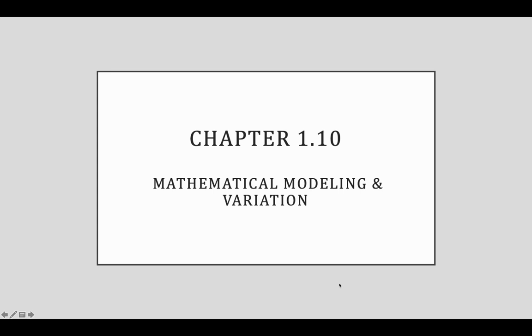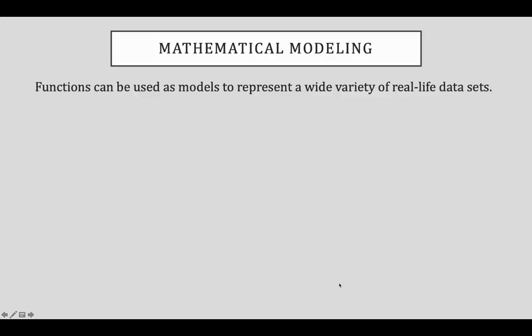In the last section of Chapter 1, that's Section 1.10, we will study mathematical modeling and variation. All right, so mathematical modeling is important. It allows us to take real-life scenarios and make predictions or figure out different information based on some given quantities. All right, functions can be used as models to represent a wide variety of real-life data sets.